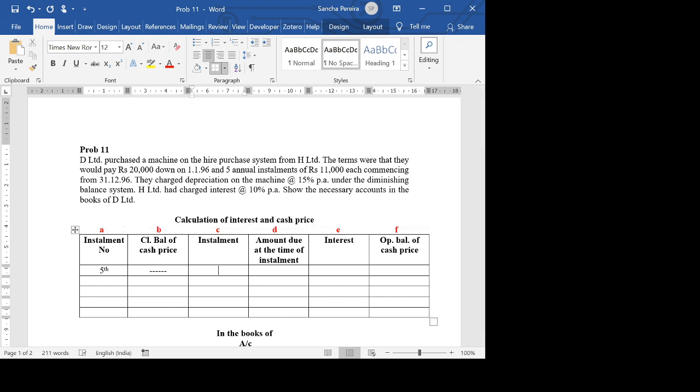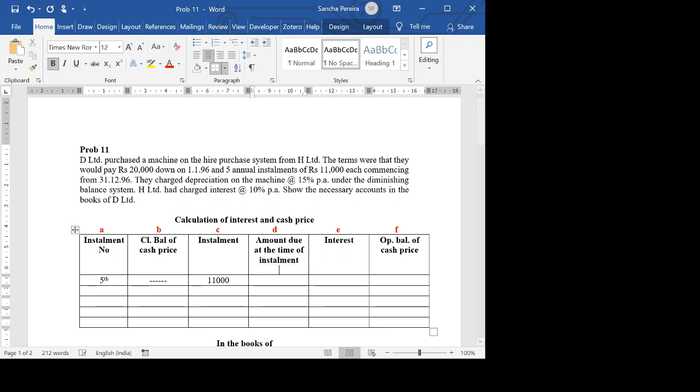How much is the installment? We still pay the installment in the fifth year. Closing balance of cash price, we don't have to pay anything further. But the installment is basically 11,000. Now, amount due at the time of installment, I'll tell you right now: D is equal to B plus C. Just remember. So right now, we don't have anything in B, our C is 11,000. So this becomes 11,000.